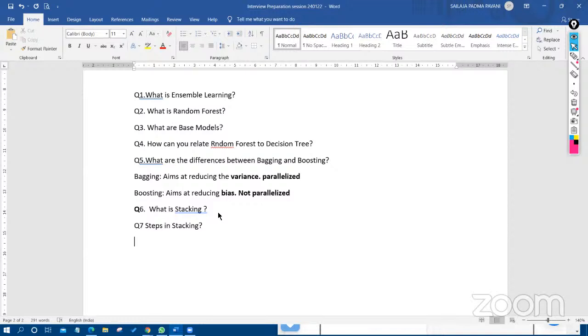I'm repeating, in case of stacking, how will it work? Data split. Yes, Ashish. So in case of step 1, what do you do? You have to split the training data.